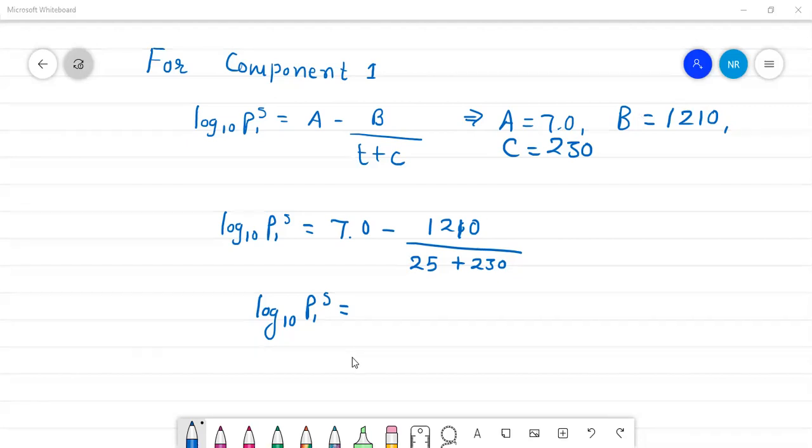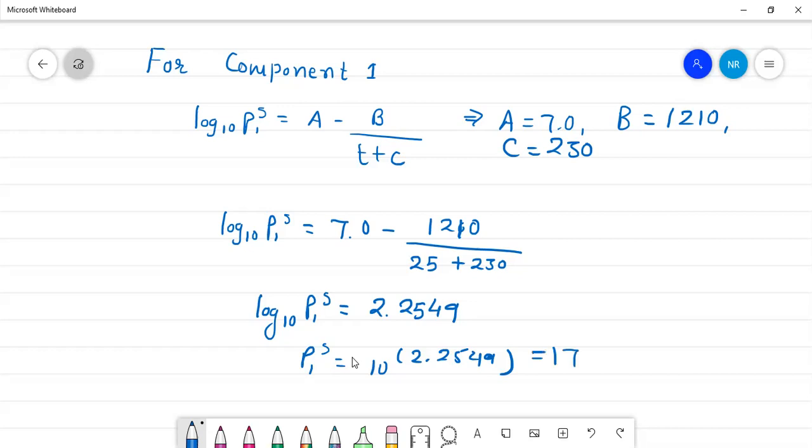Log P1 saturation is equal to 2.2549. So P1 saturation is equal to 10 raised to 2.2549, which is 179.84.